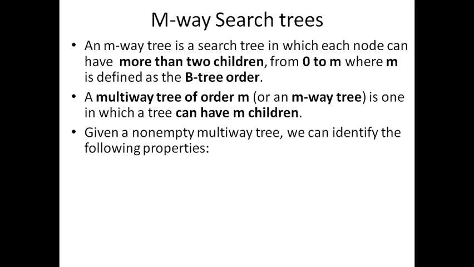Next is, given a non-empty multivariate tree, we can identify the following properties. Property number 1, each node has 0 to m subtrees.